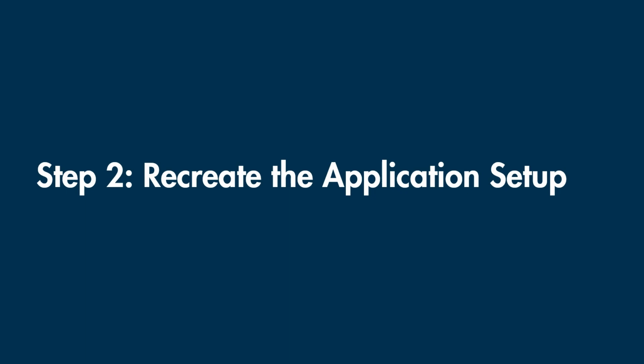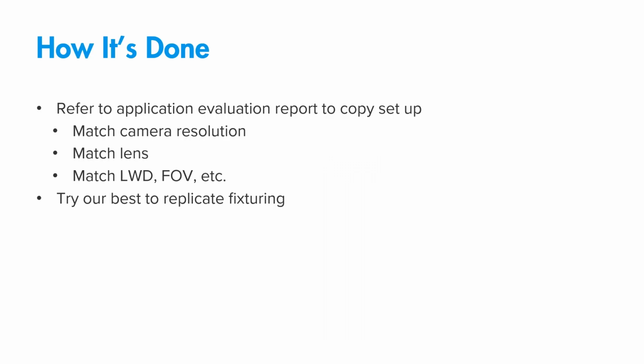The next step is to recreate the application setup. This is essentially where all the information we gathered from the evaluation report becomes important. This is where we're creating a setup that matches the restrictions your machine will have and then choosing a light based on that. So we refer to the application report, we match the camera, resolution, lens, field of view. We try our best to replicate fixturing unless you're sending it yourself.